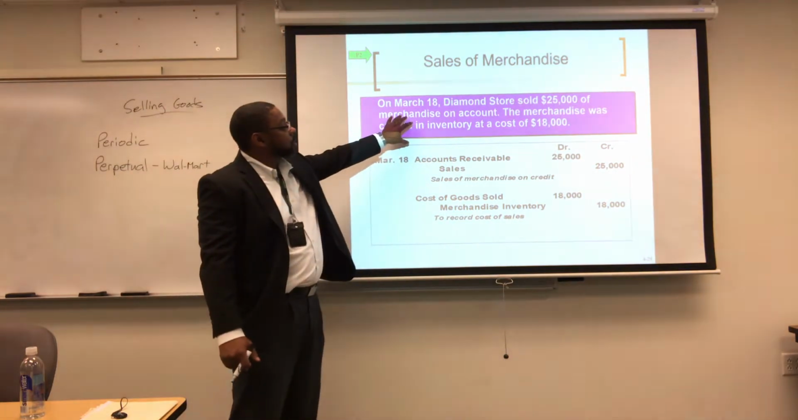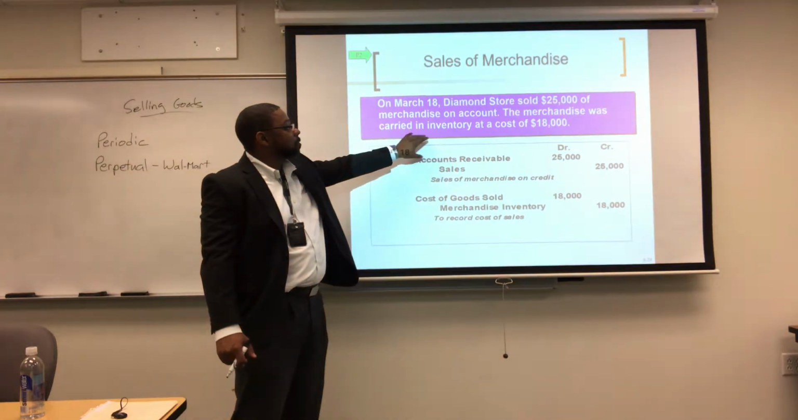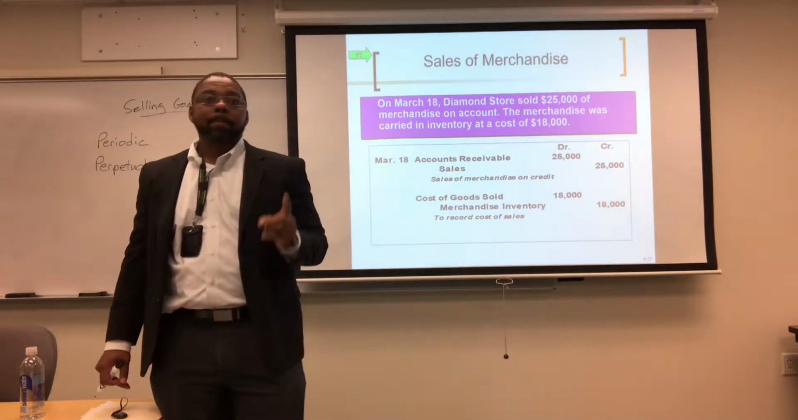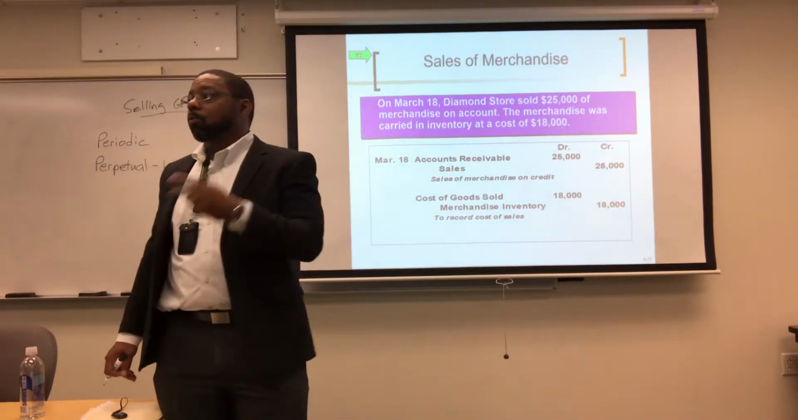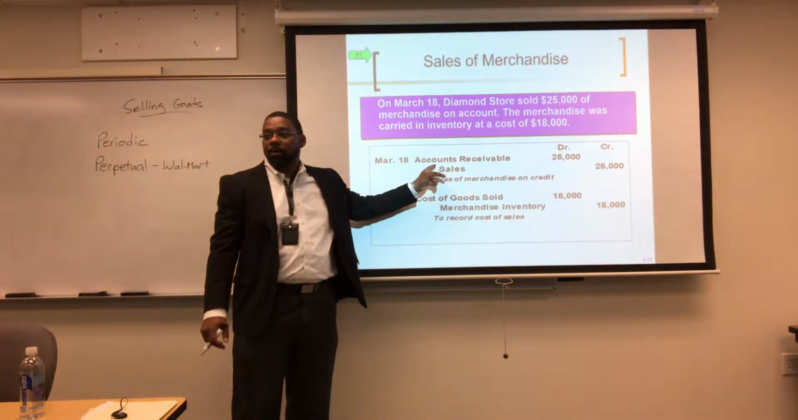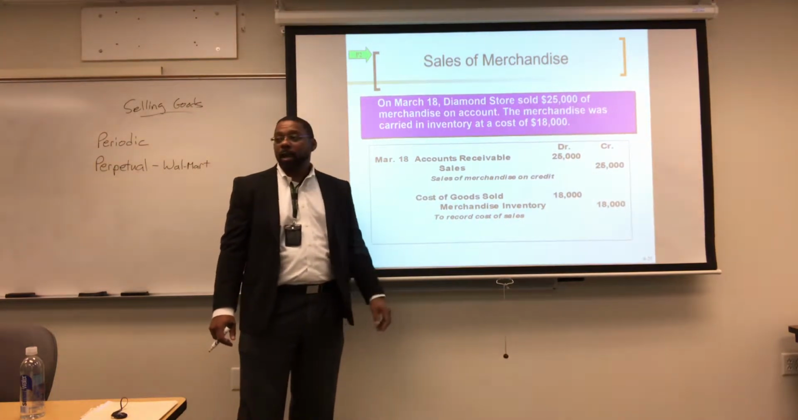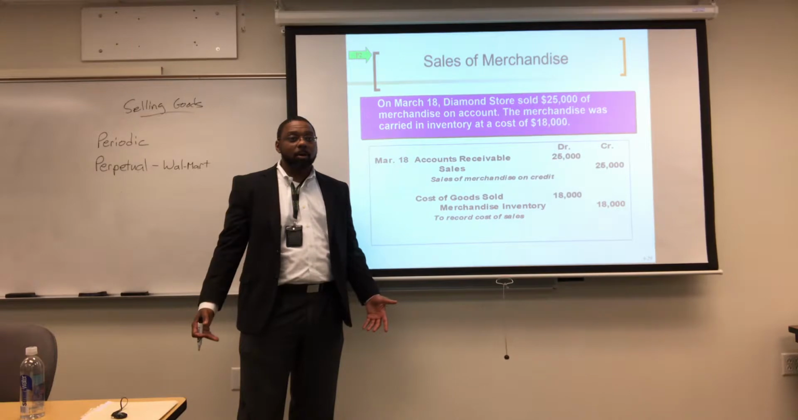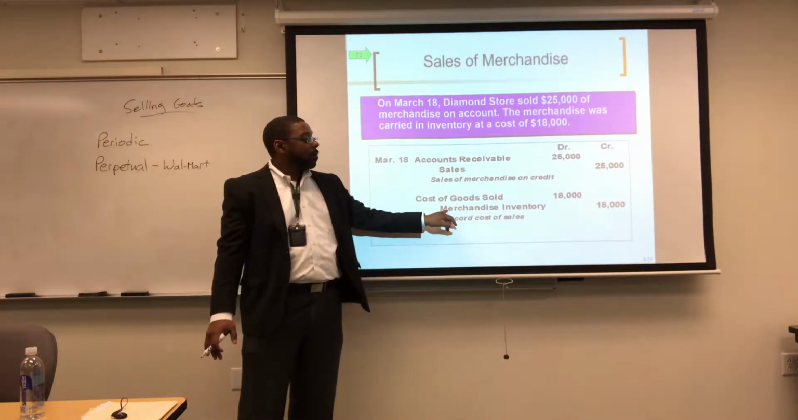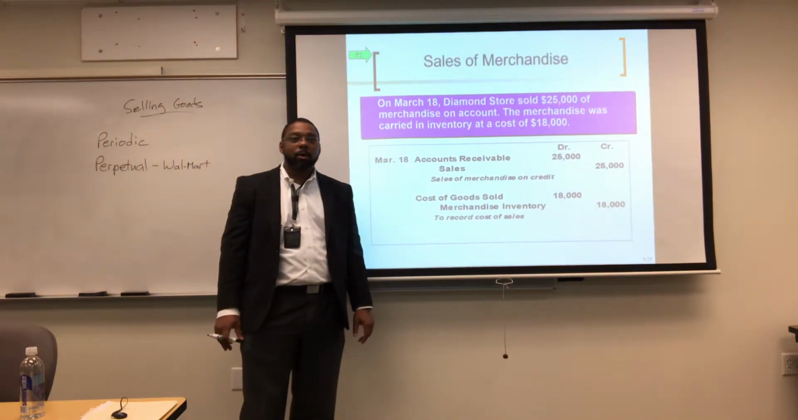That's perpetual. And that's what you're seeing here. When Diamond Store sells $25,000 of merchandise on account, the merchandise was carried in inventory at a cost of $18,000. You have two transactions in perpetual. One for the selling of product, one for the inventory update. So we're going to debit accounts receivable because they bought it on credit, and credit sales for the price of the sale. Then we're going to update our inventory. So we're going to debit cost of goods sold and credit merchandise inventory for the cost of product. Is everyone with me?